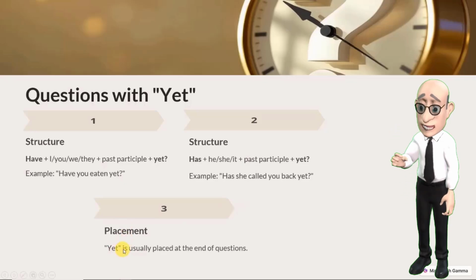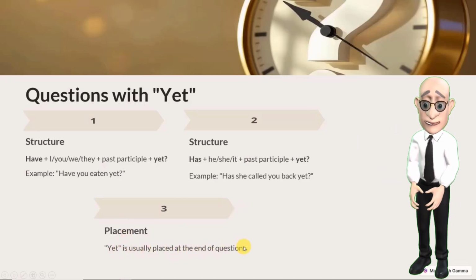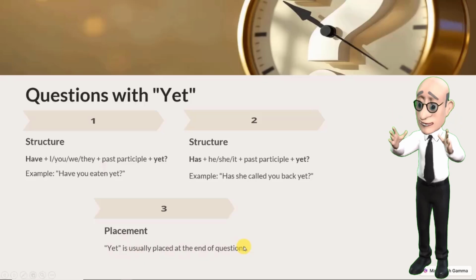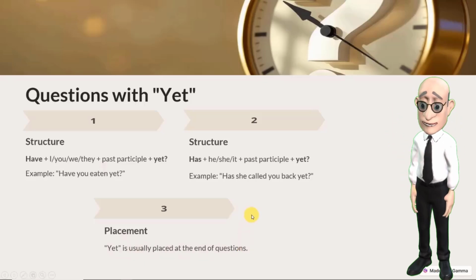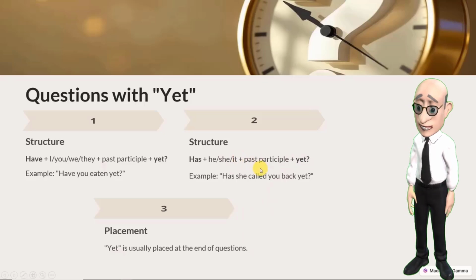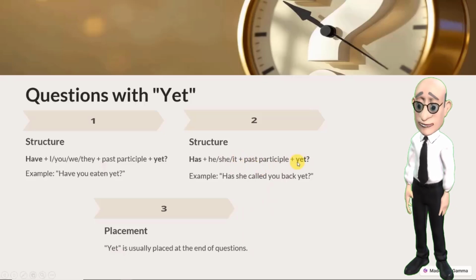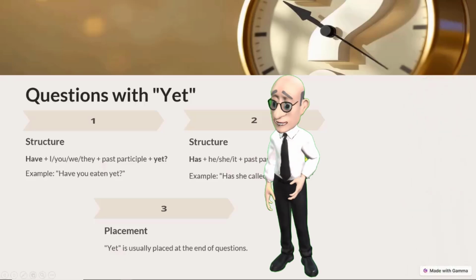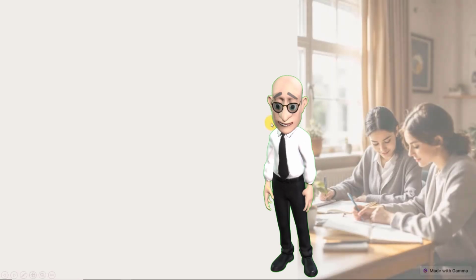Righto. Yet is usually placed at the end of questions. Yes, guys, it's very important to remember that. Okay, if you're going to be placing it here in the middle of the question, it won't make sense. Right? It is normally right at the back of the question, at the end of the question. Very important to remember that, guys. Okay, let's go for it.